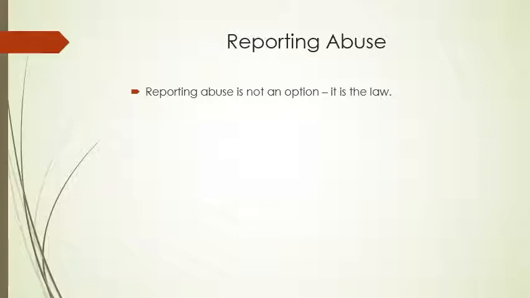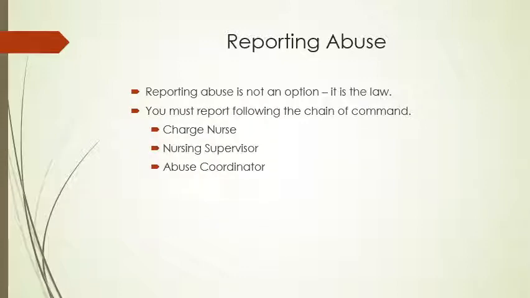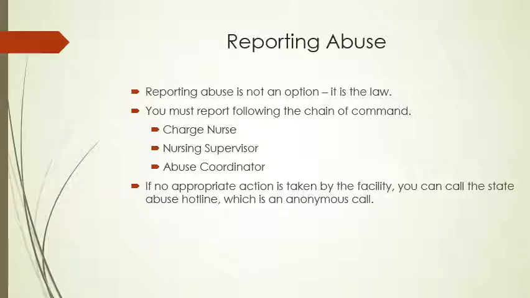So if this is one of your patients, all right, so we're talking about the healthcare setting right now. It's important that you follow a chain of command. So what you're going to do, when you're at work, is first tell your charge nurse. If for some reason the charge nurse is not available, or you don't feel comfortable going to the charge nurse, then you would go to the nursing supervisor. From there, you would then go to the abuse coordinator if none of those are available. So you always just want to follow the chain of command when reporting abuse.